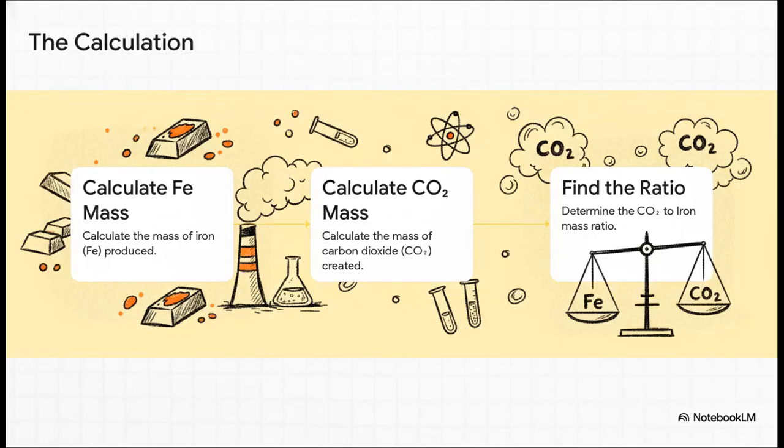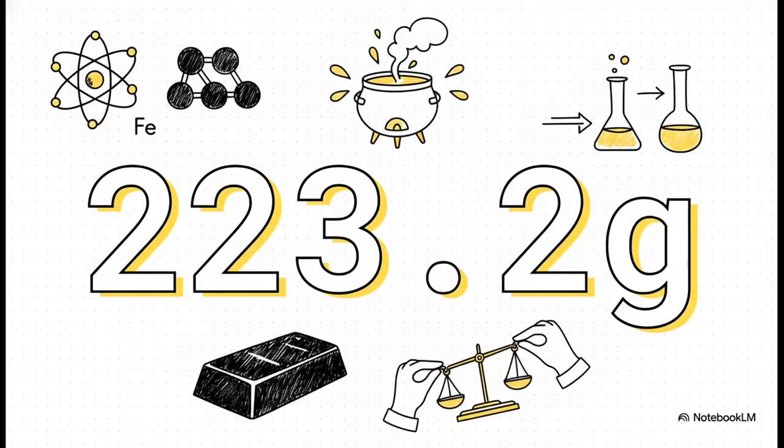Our calculation is going to be a really straightforward 3-step process. First, we'll figure out the total mass of iron we get from one run of our chemical reaction. Second, we'll calculate how much CO2 is created right alongside it. And finally, we'll just figure out the ratio between the two. Simple as that. All right, let's dive into step 1, the mass of the iron.